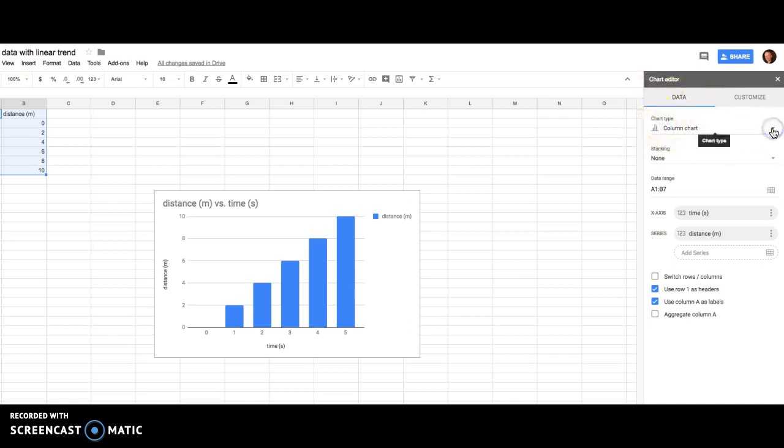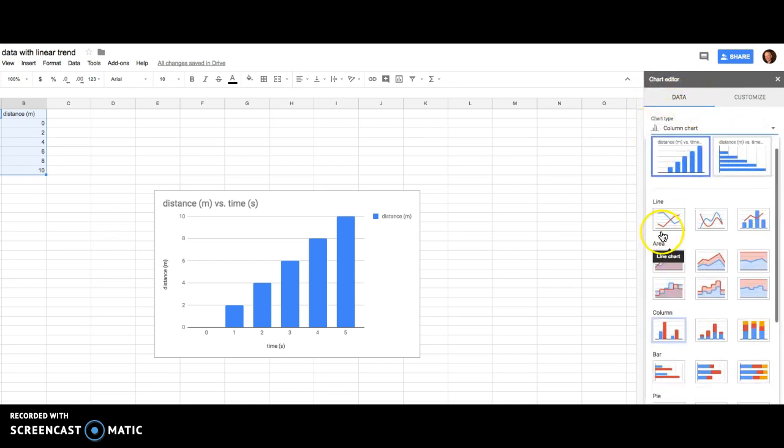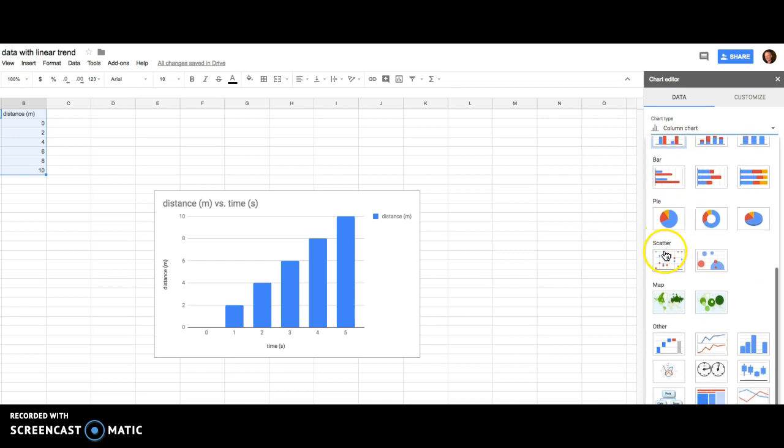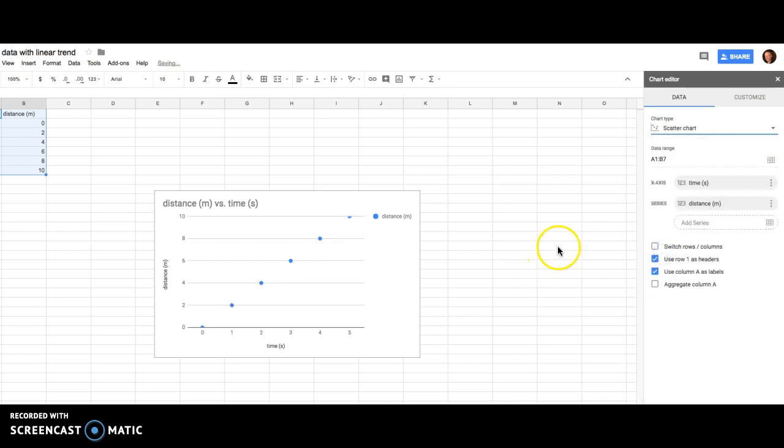Chart type. You want to scroll through your options until you find scatter. Select scatter. And all of your points will appear. Distance on the y-axis, time on the x-axis, and your title, distance versus time, as it should be.